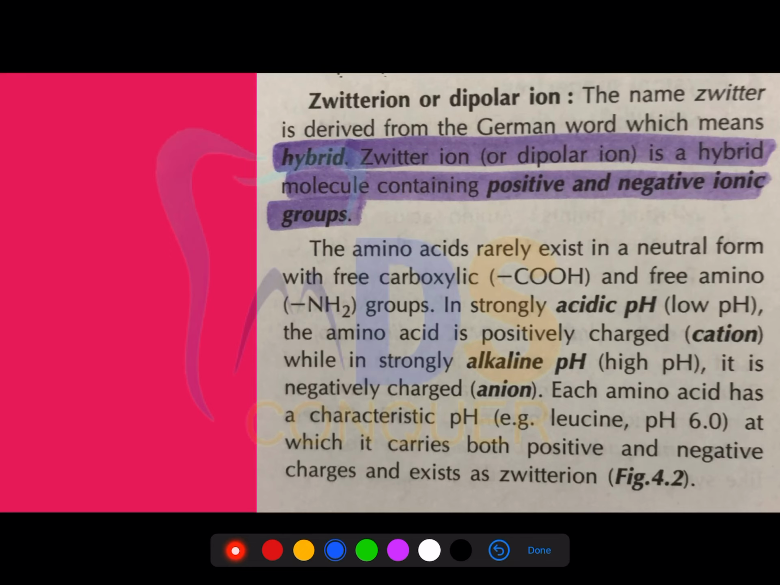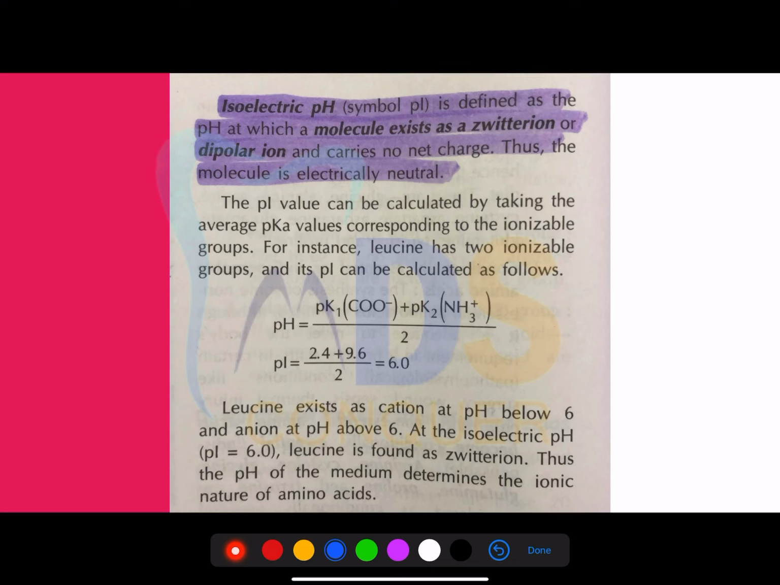What is this dipolar ion, which has both the positive as well as the negative charge? Please do go through this. What is isoelectric pH? It is defined as the pH at which the molecules exhibit both positive and negative charges, having a net value of 0. So this isoelectric pH is pH 6.